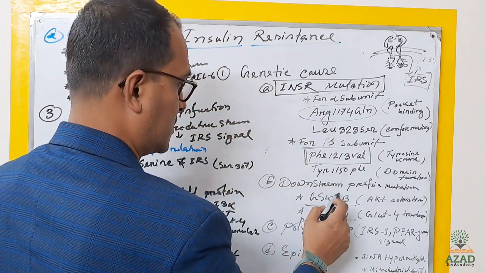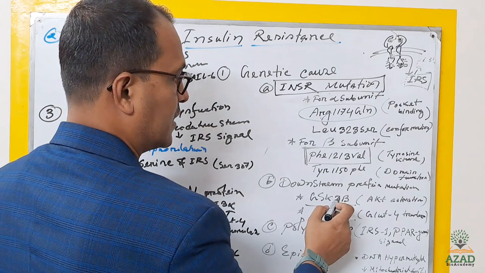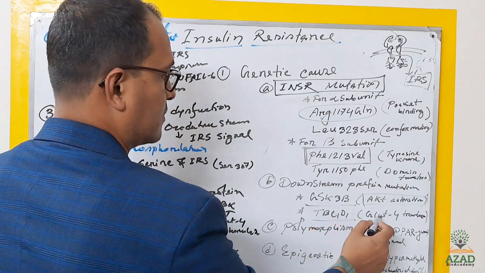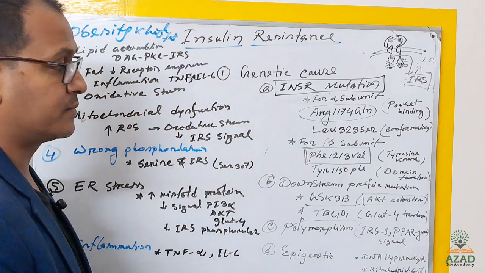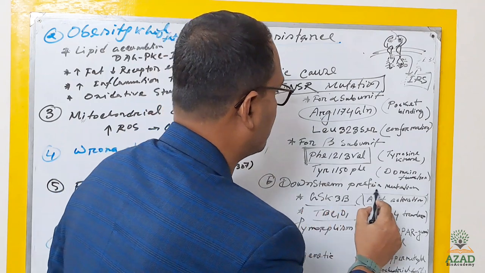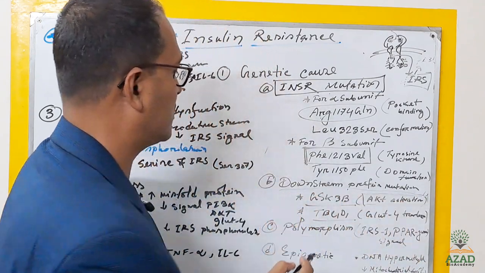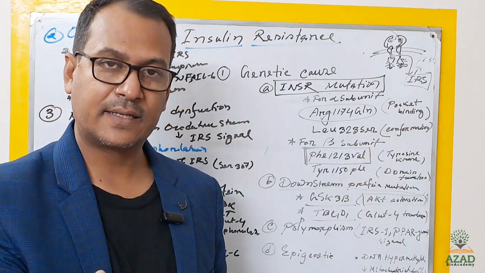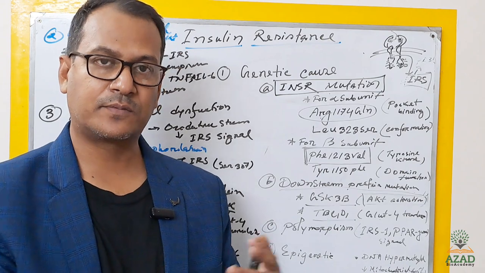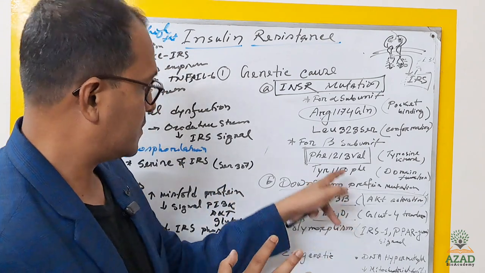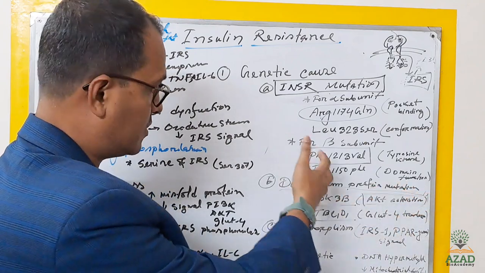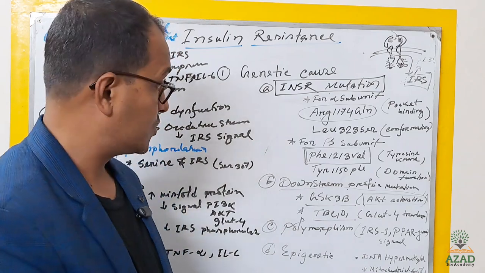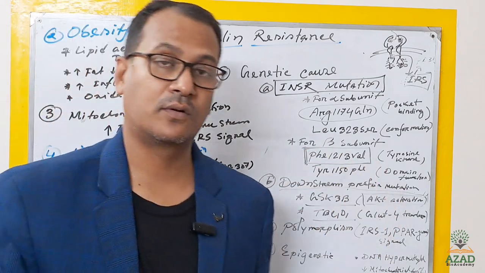The mutated gene is responsible for impairment of AKT function, and this gene is responsible for the GLUT4 translocation problem. Okay, so the overall downstream protein mutation. Downstream protein mutation means your IRS protein, AKT protein, PI3K protein. Those proteins are responsible for your downstream signaling. So when they are mutated, that will cause a problem.